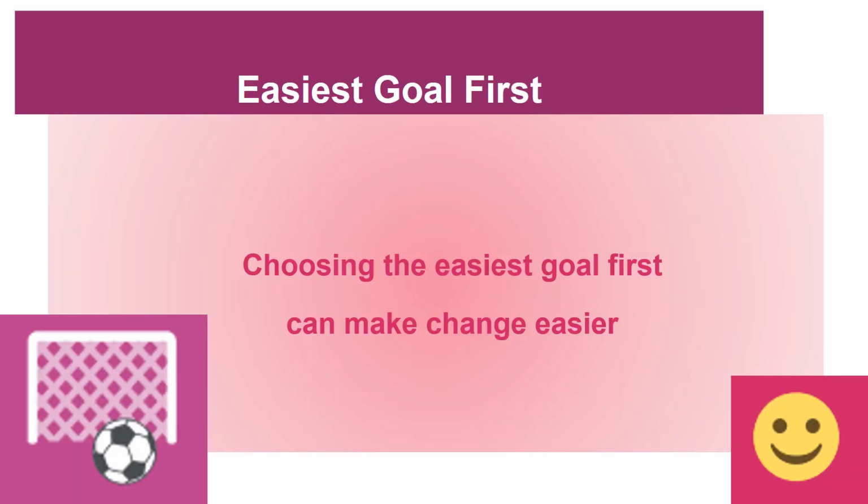Okay, so one thing that can make change easier is to choose the easiest goal first. I know that you have made goals already and that you are all doing really, really well with them, so well done. As you keep changing what you eat and drink, choosing the easiest goal will help you to keep making great changes. And remember, it's okay to change a goal if you're finding it too tough. Just choose a goal that you think might be easier.